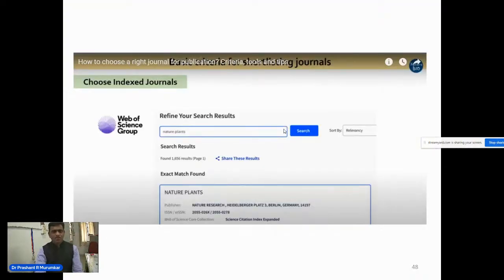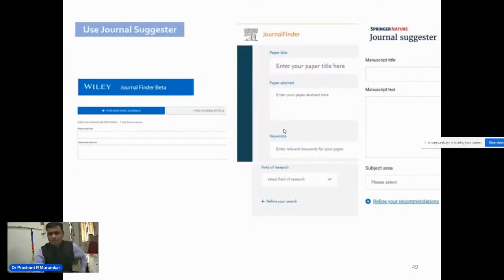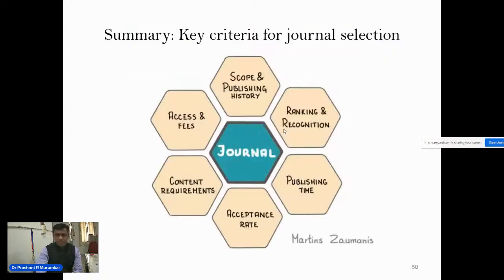This is how to choose the right journal for publication, given by the Web of Science Group, right? This is how the Journal Finder looks, as I already mentioned. Springer Journal, then Wiley Journal Finder Beta, which is mentioned there.